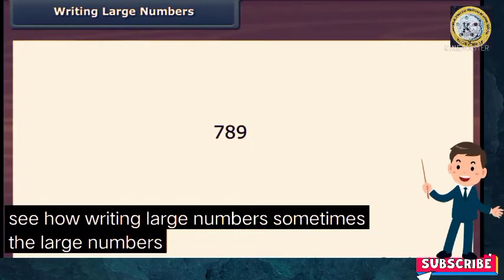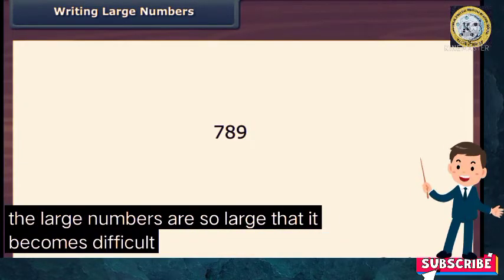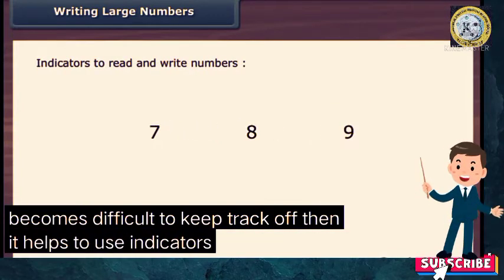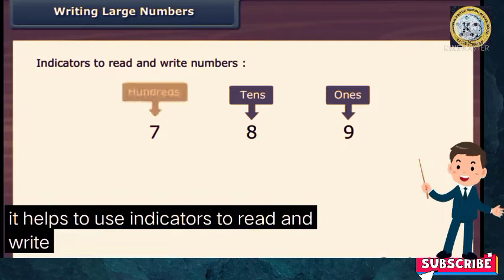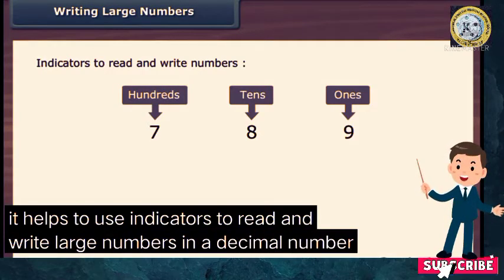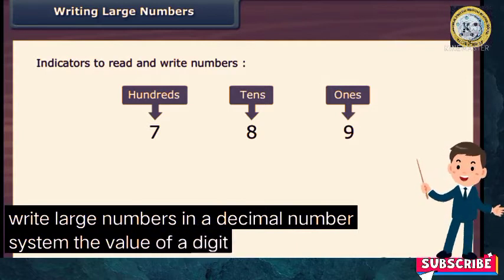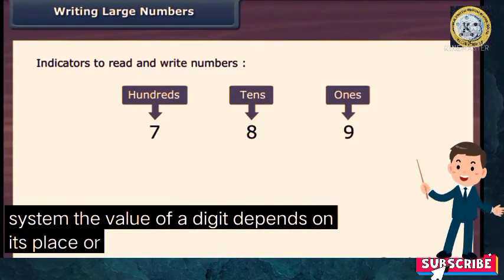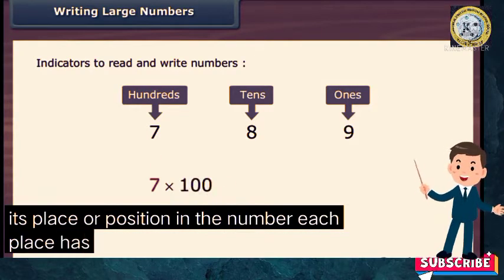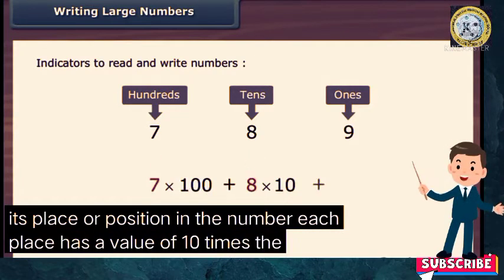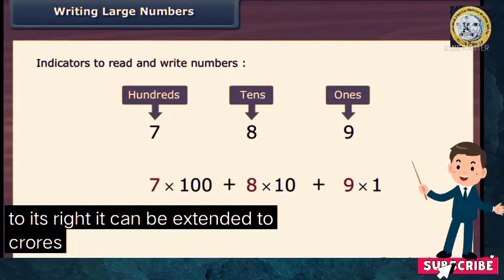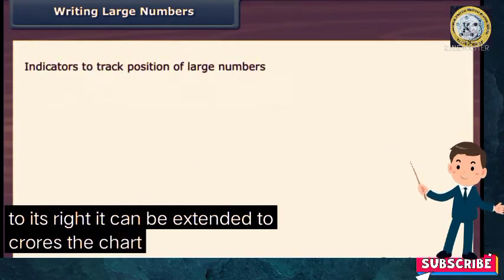Sometimes large numbers are so large that it becomes difficult to keep track of them. It helps to use indicators to read and write large numbers in the decimal number system. The value of a digit depends on its place or position in the number. Each place has a value of 10 times the place to its right. It can be extended to crores.